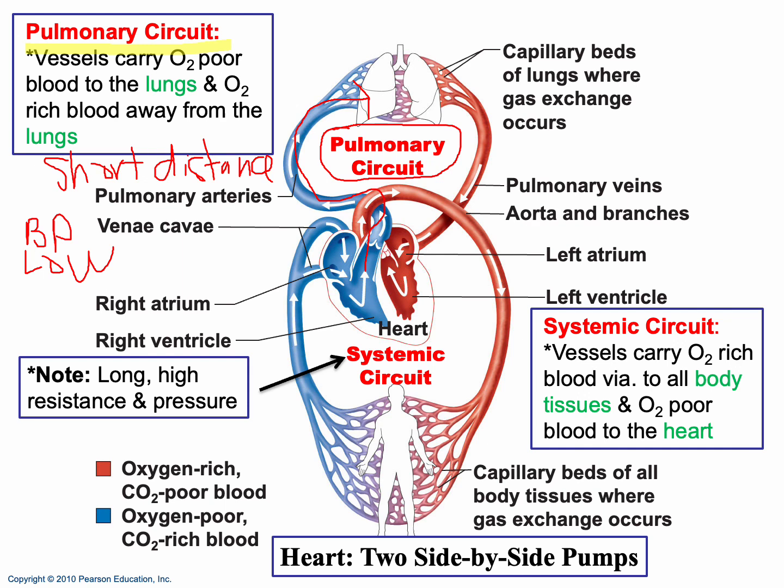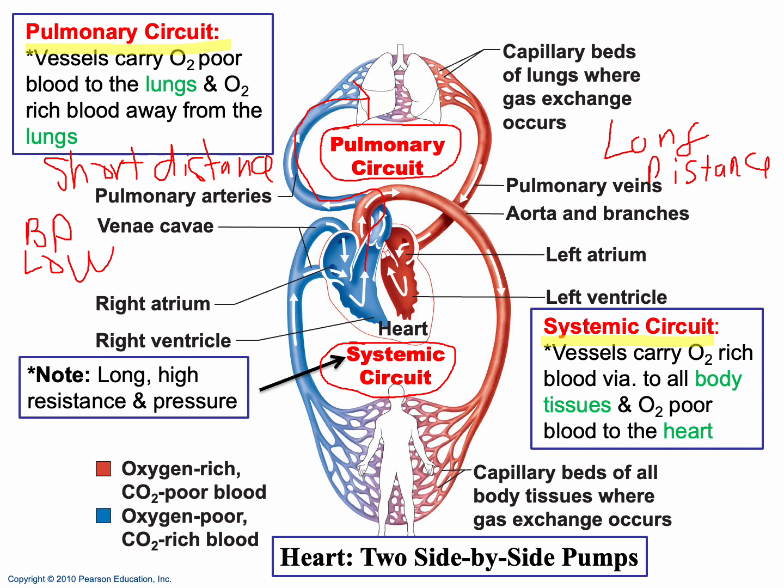The other circuit we're going to look at is the systemic circuit. When we look at the systemic circuit, blood is being pumped out of the left side of the heart, up through the aorta, through major arteries, and out throughout the body. The blood is going to be pumped a very long distance, because the blood needs to be pumped, oxygenated blood, all the way up to your head and all the way down to your feet. So that's a pretty long distance that blood has to travel.